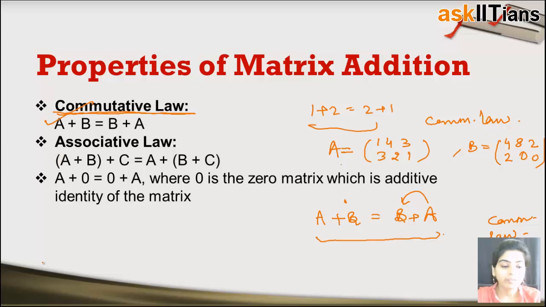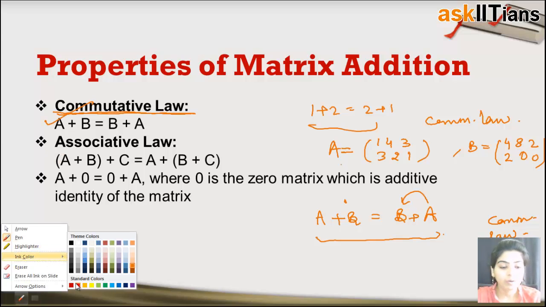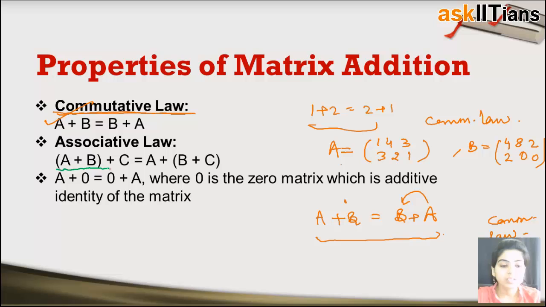Next, we have associative law. The associative law states that (A plus B) plus C is equal to A plus (B plus C). What does that mean? This simply means that if you have two matrices, say A and B, you add both. This gives, say, another matrix D, and you add this resulting matrix to another matrix C. Obviously remember that all the matrices, be it A, B, C or D, would be of the same order.